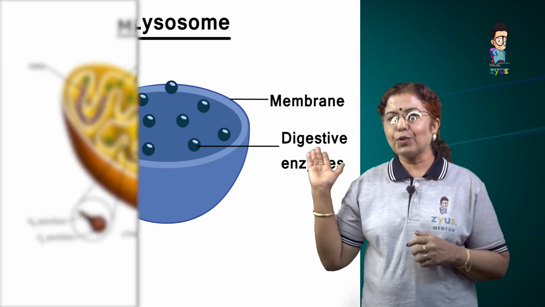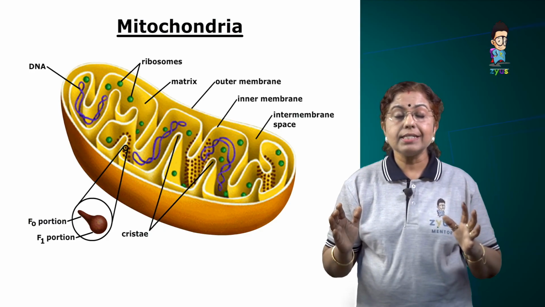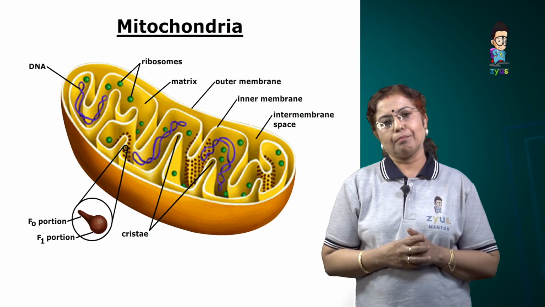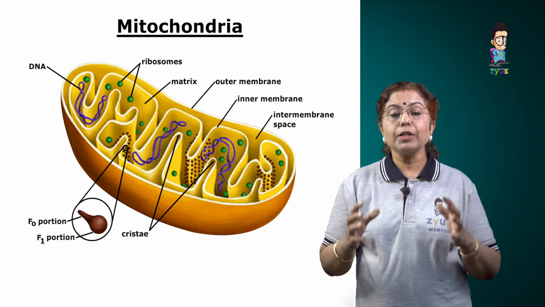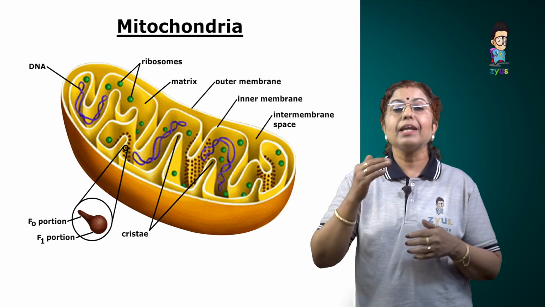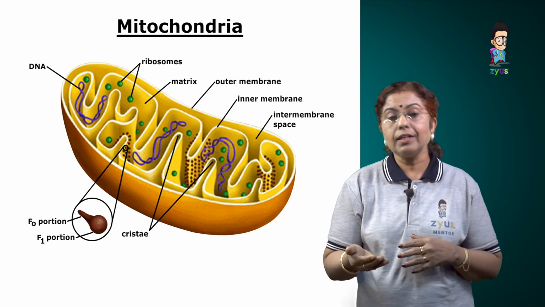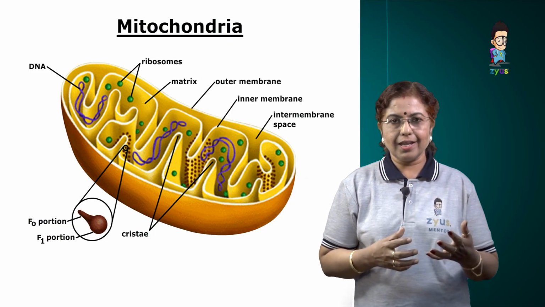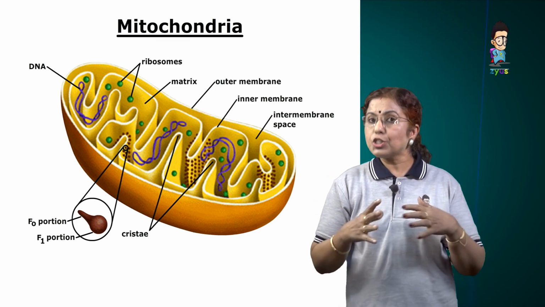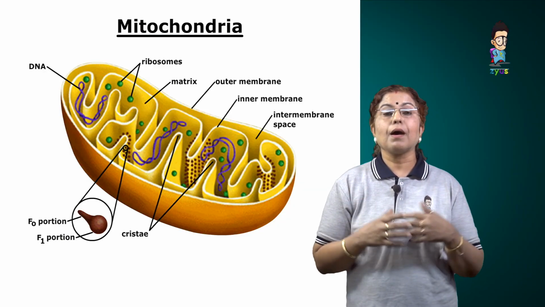Let us move on to the next part, that is mitochondria. Mitochondria are very tiny structures that can be seen only through an electron microscope. Mitochondria is also a double membranous structure having an inner membrane and an outer membrane. The inner membrane is folded to form a structure called cristae, and the inner compartment is called the matrix. And what are the functions of mitochondria? Do you have any idea? Let me explain. Mitochondria is known as the powerhouse of the cell.